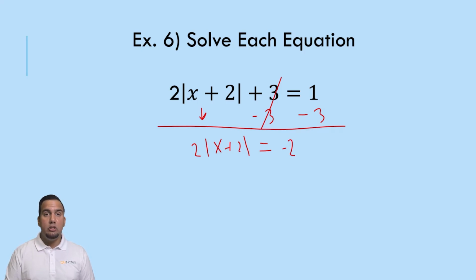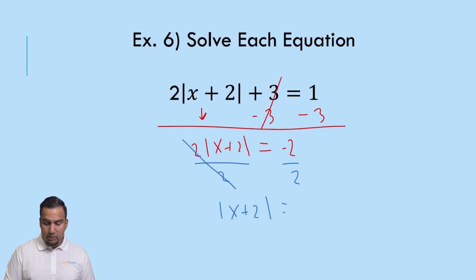Next step, what's the opposite of multiplying by 2? I'm going to go ahead and divide by 2. And then I'm going to have absolute value of x plus 2 on the inside, because the 2s cancel out nicely, is equal to negative 2 divided by 2. Don't worry about the negative. 2 divided by 2 is 1. When you divide or multiply by 1 negative, it always just becomes a negative.